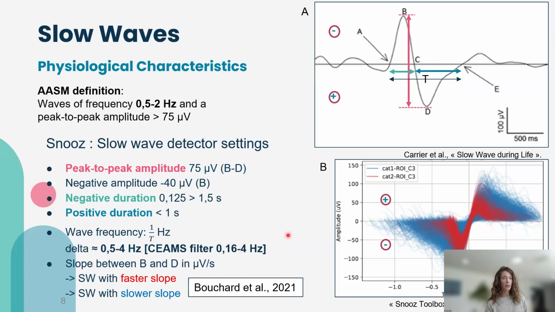There is no criterion of the slope between the points B and C. However, a study from the SIAMS, Bouchard et al. in 2021, categorizes slow wave events based on their transition frequency. So this slow wave classifier is also available in Snooz, but won't be covered today. I just want to let you know that it's possible to classify the slow waves based on their transition frequency. So in figure B here, you can see an example of a set of slow wave events classified in red and blue according to their transition frequency.